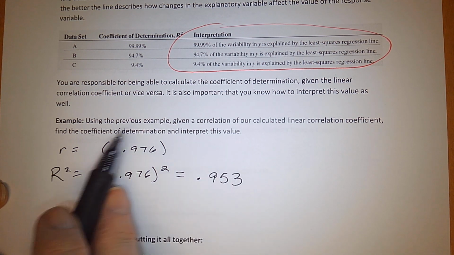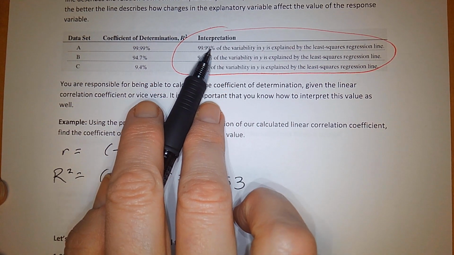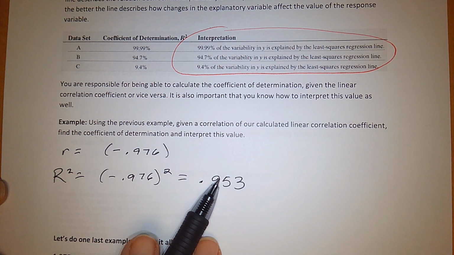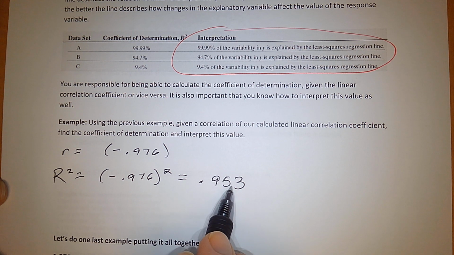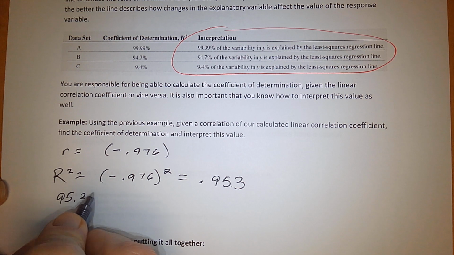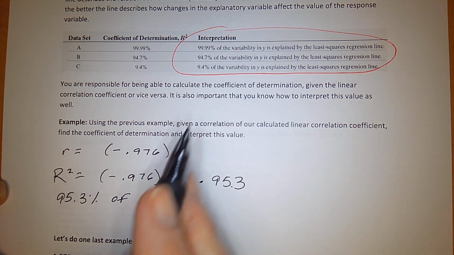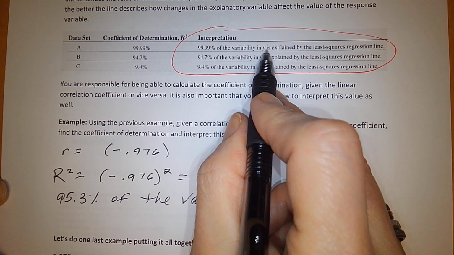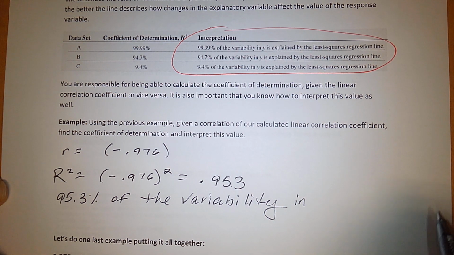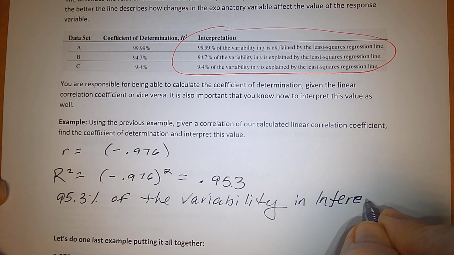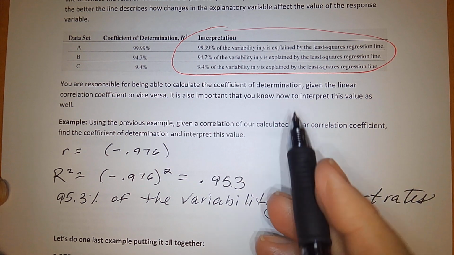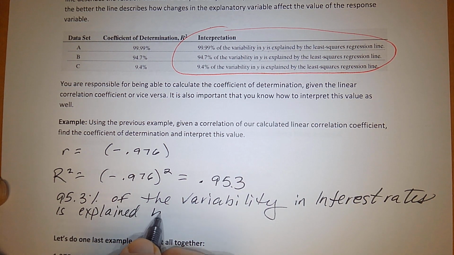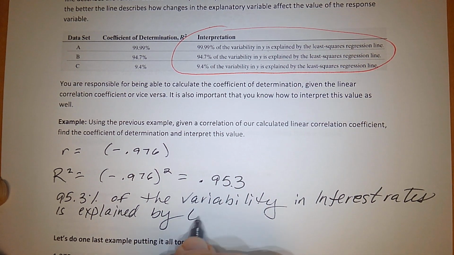So the coefficient of determination is 0.953. If we were to explain this in a sentence, we're going to use exactly how we would use it in this example up here. We start with this as a percentage. In order to make this a percentage, we move the decimal 2 places to the right, and we say 95.3% of the variability in y, in this case the interest rates, is explained by the least squares regression line.